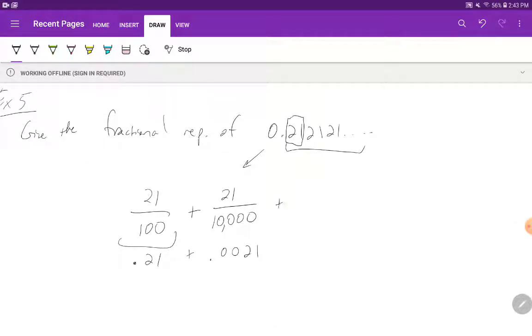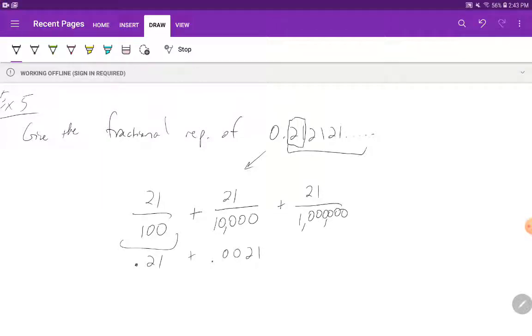And then this is going to follow the same pattern, right? I just need to tack on 2 zeros every time. So 1, 2, and then that gets me that. And you start to see a pattern emerge, right? This is going to be plus 0.000021. You're going to start to see a pattern emerge.